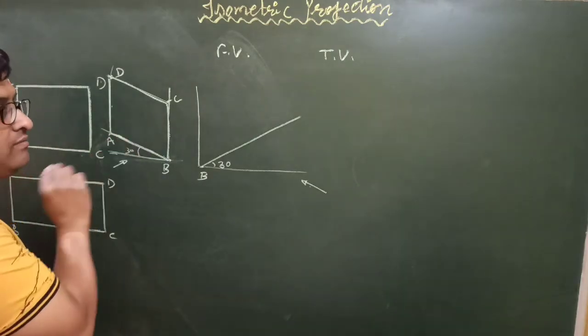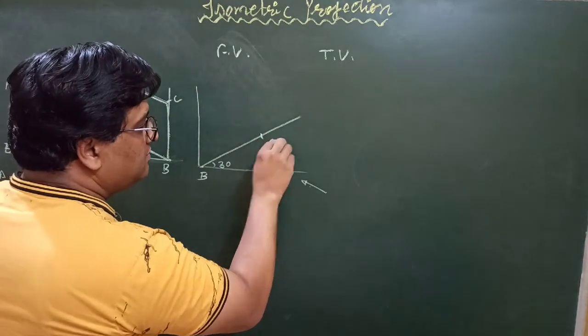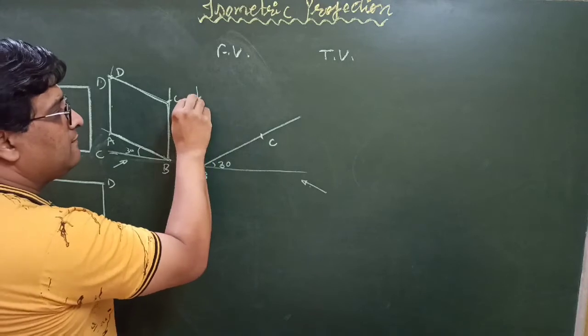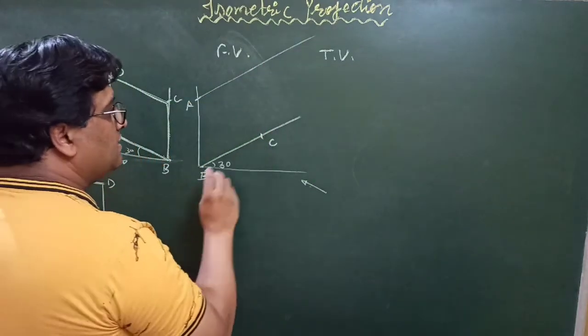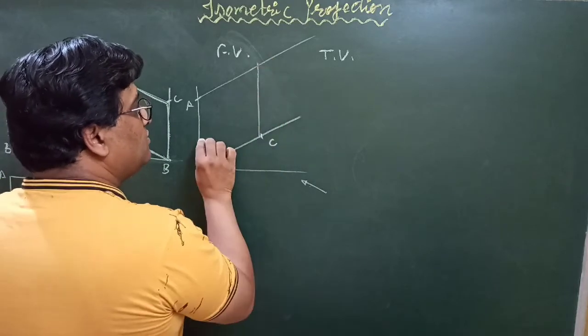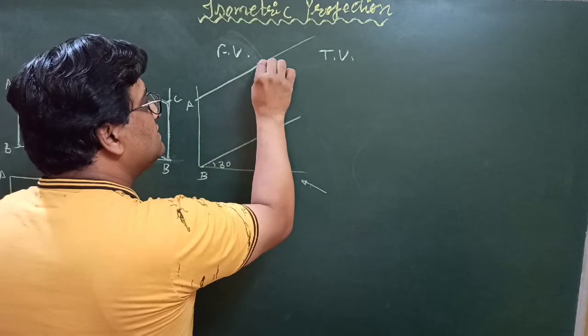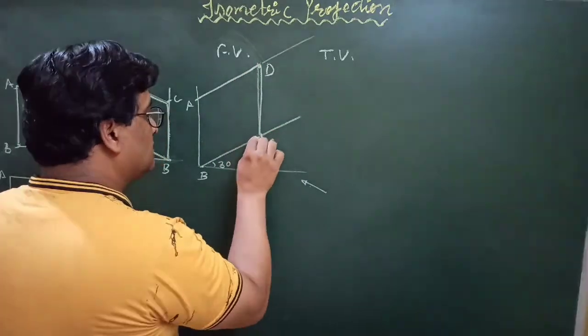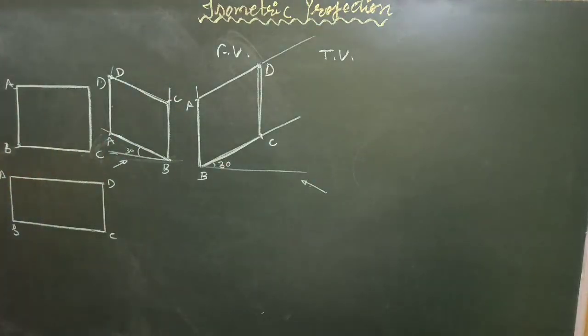We are looking from the left side. The same may be drawn here: B to C, B to A, then parallel lines, one parallel to this line, another parallel to this line, so as to get point D. So this is the isometric projection of a square in the front view.